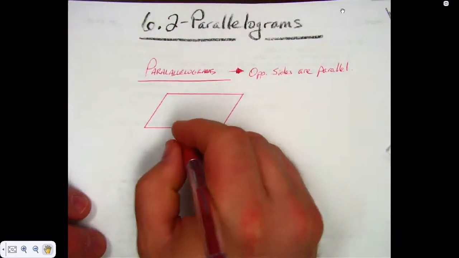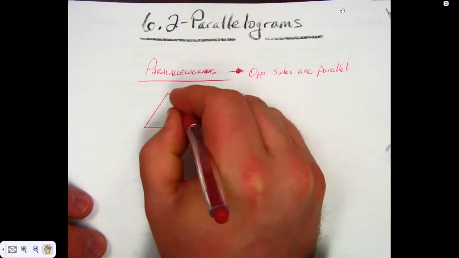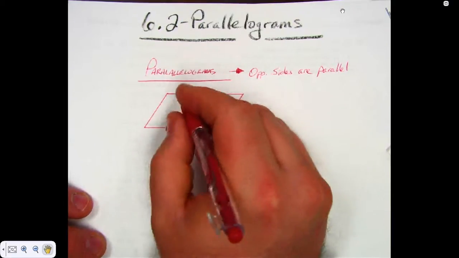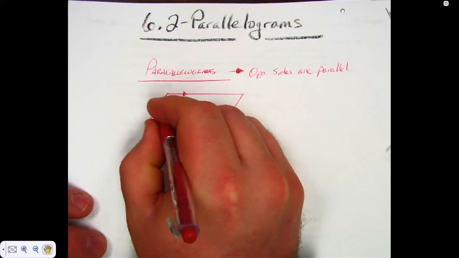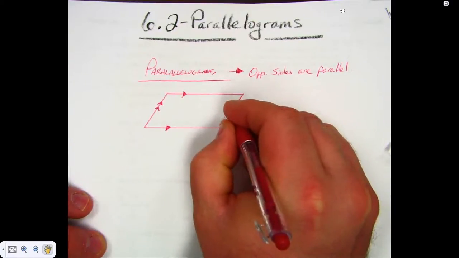Now, what makes it a parallelogram? This is congruent to this. Or not congruent, I'm sorry. That's parallel to that. And this opposite side is parallel to this opposite side.